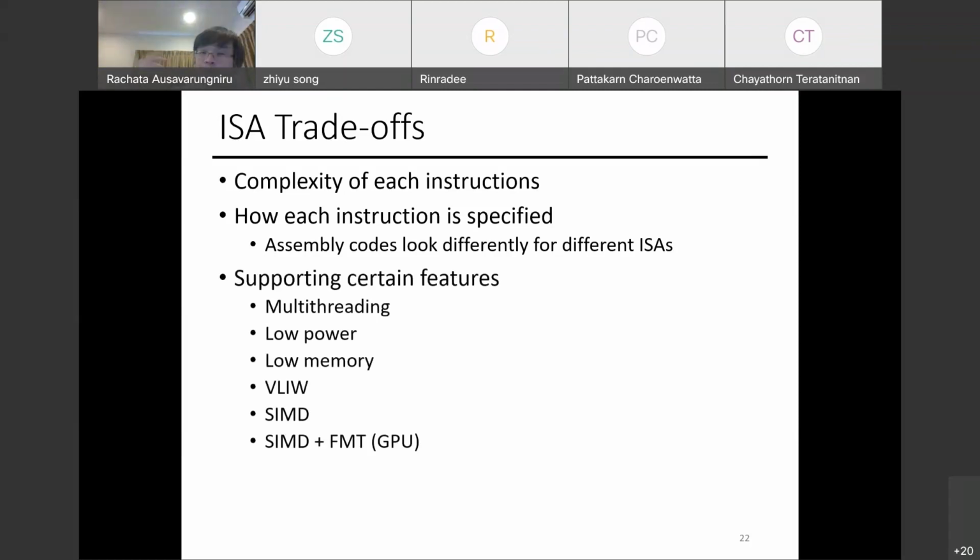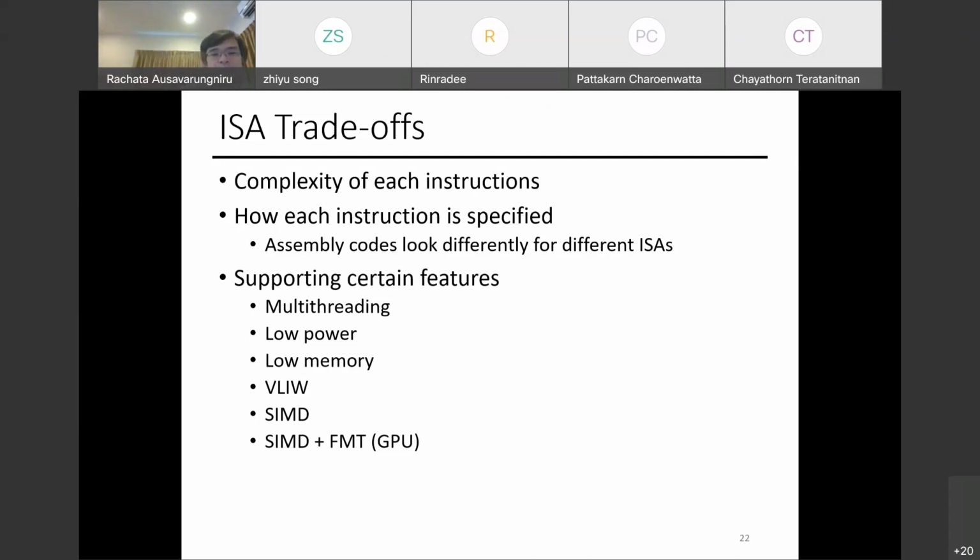Each ISA also supports certain features as well, things like multi-threading. It's like basic support for the CPU, low power, low memory. The ARM ISA also has support for embedded devices with not a lot of memory, but it's going to be really power efficient.